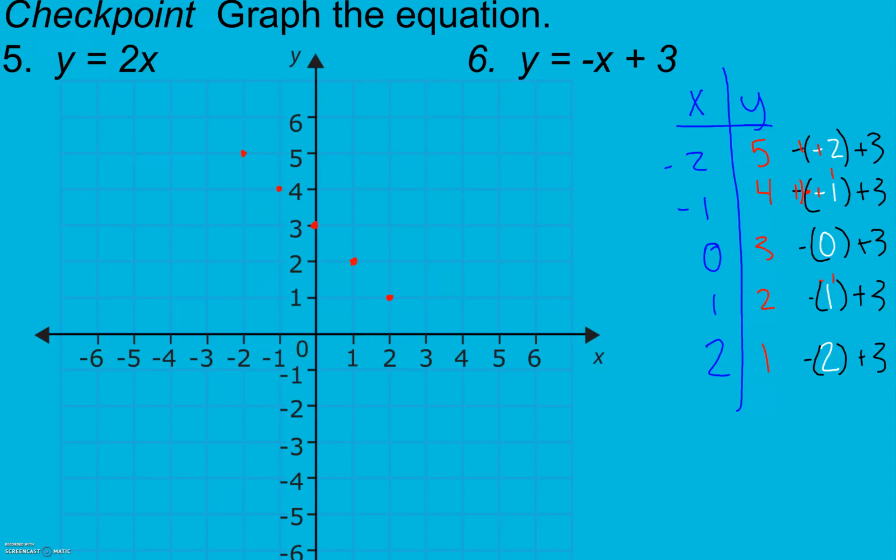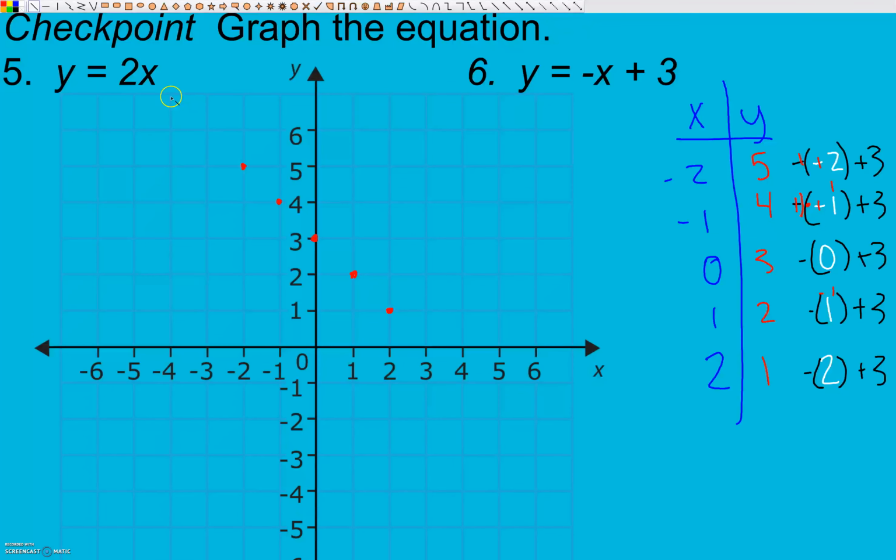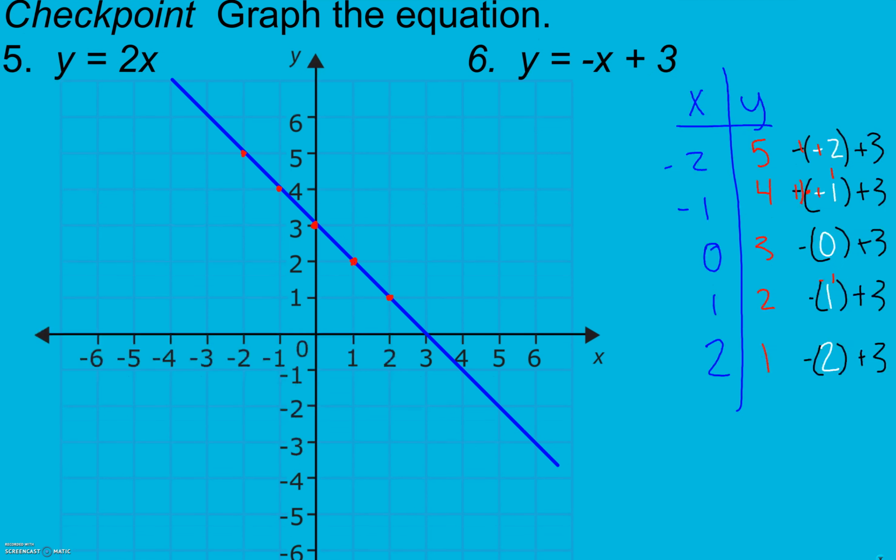We connect our dots with a straight edge. Make sure all your points line up. If not, it means you probably did something wrong. You need to check. And then we'll put arrows to show that these continue.